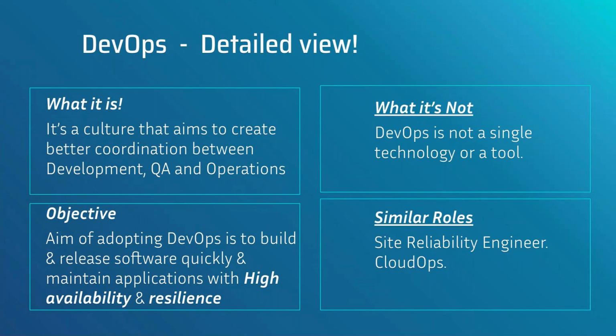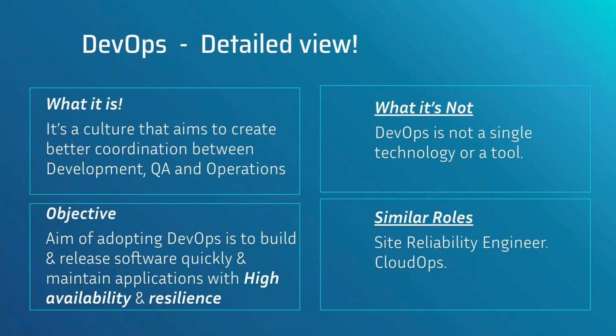But what is the objective of DevOps? Again, as I said, to build and release software quickly and maintain applications with high availability and resilience. What is high availability? We already talked about it. Resilience is the ability to recover from failure. As I told you, in the IT world, failures are expected. You can expect failures all the time. But resilience is all about getting back on track immediately after the failure. I mean, immediately in the sense of a few minutes or whatever time it takes.